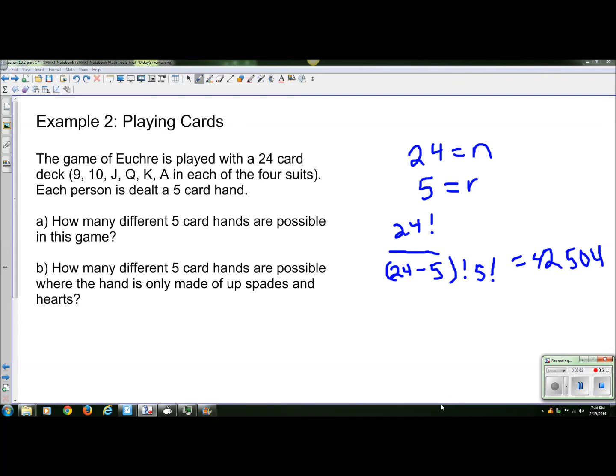So let's look at part B. How many different 5-card hands are possible where the hand is only made up of spades and hearts? I'd like you to try this problem on your own. Please pause the video and give it a shot.